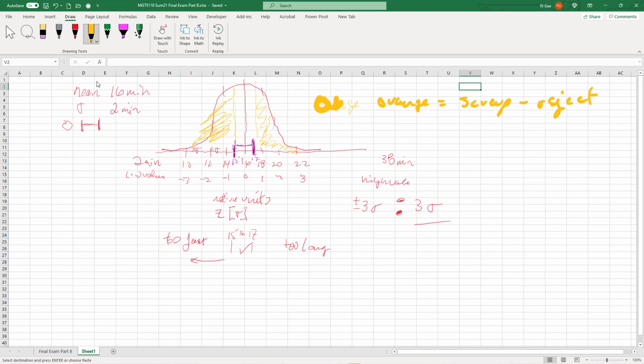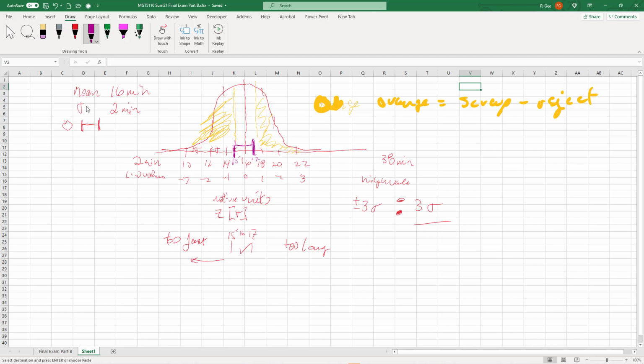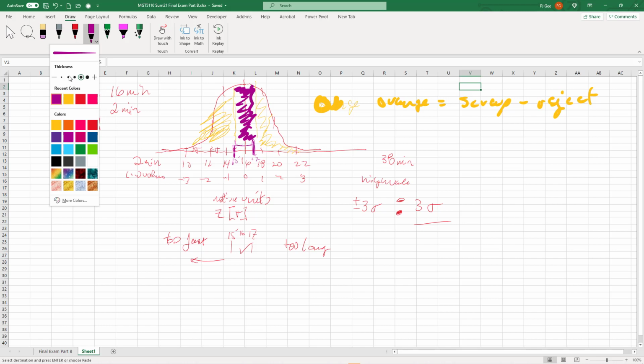Reject. So we're rejecting everything in the orange, and we're keeping what's our proportion of things that we're going to keep. The proportion of what we're going to keep is in here between 15 and 17 minutes. I'll make it a little bit smaller so I can write a little bit better. But purple works pretty well.